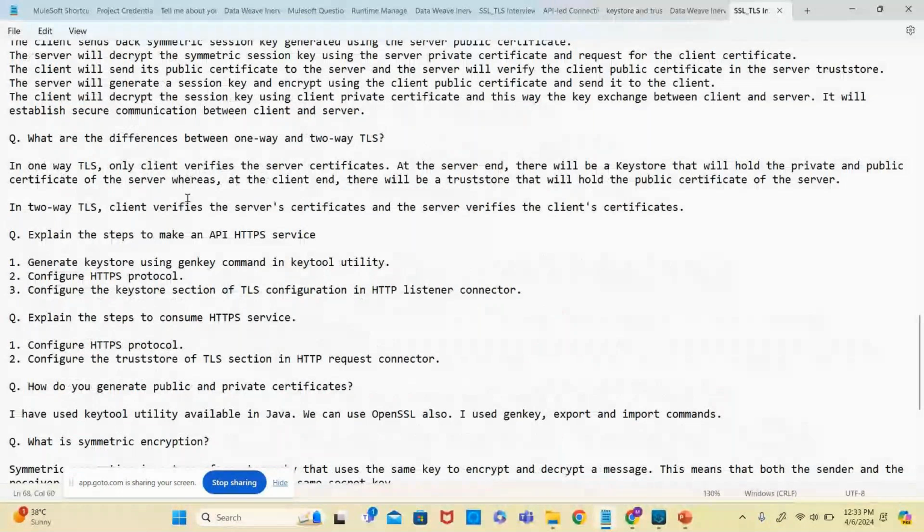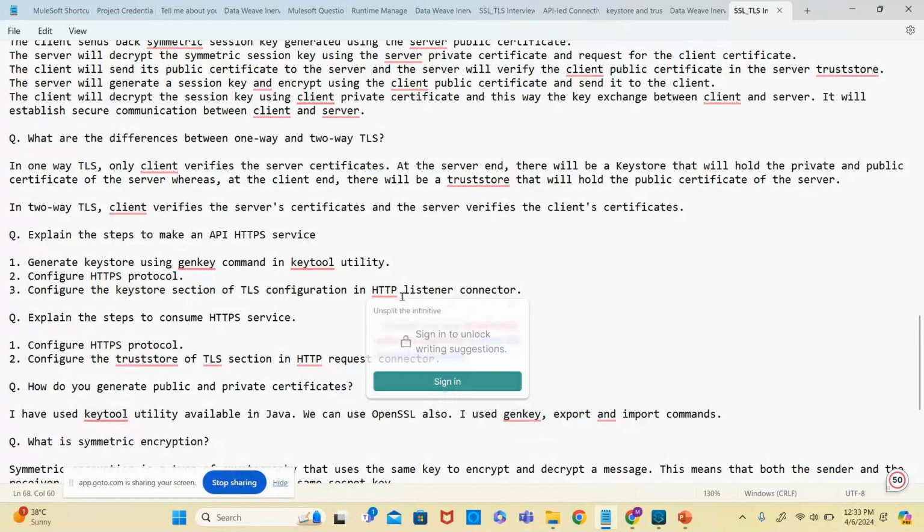Generate key store using genkey command in key tool utility. Configure HTTPS protocol. Configure the key store section of TLS configuration in HTTP listener connector. Yes, sir. Means you should be very clear how to configure. You should tell that exactly.